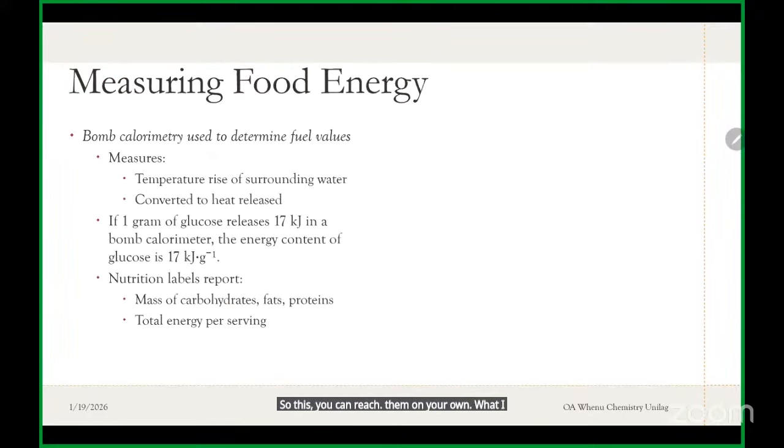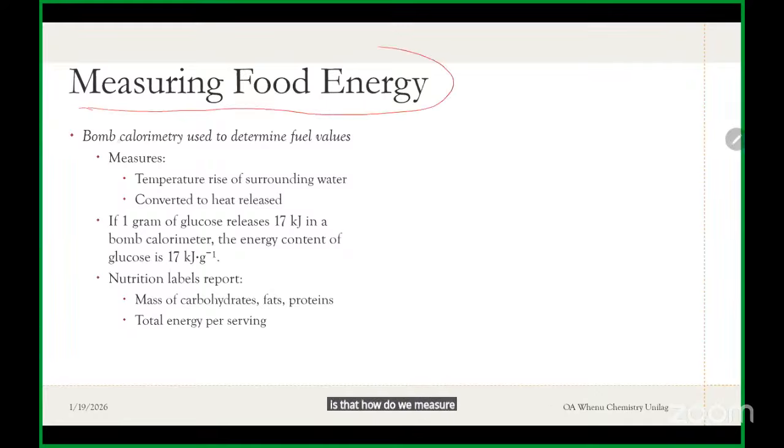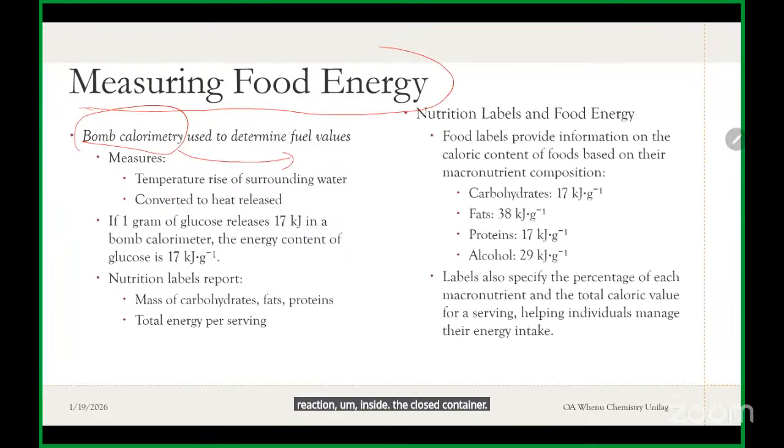What I want to mention here is how we measure food in energy. We use bomb calorimetry, which is a reaction inside a closed container at constant volume. Food is mostly converted to glucose, so it's from glucose that we get this energy.